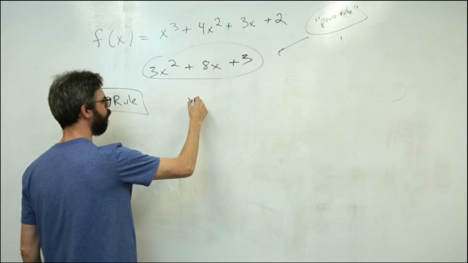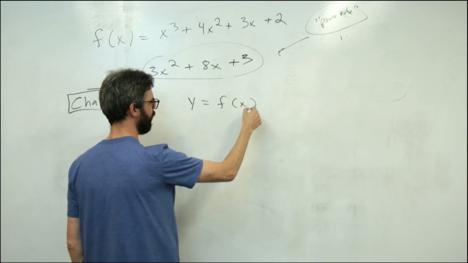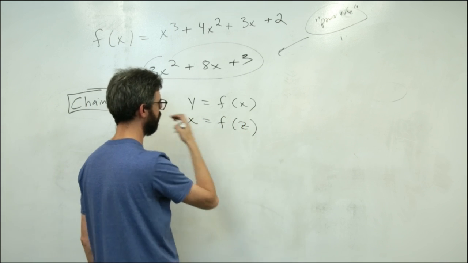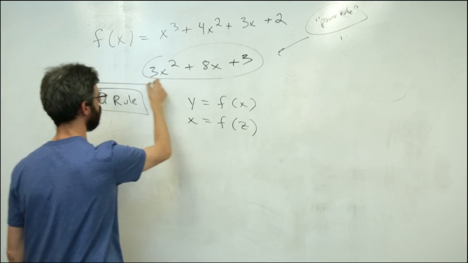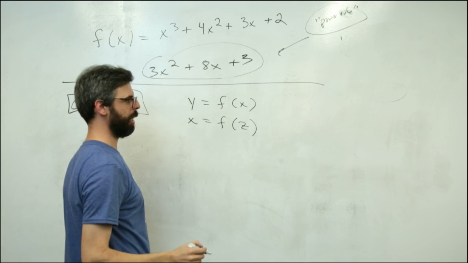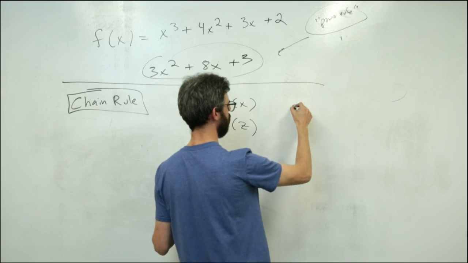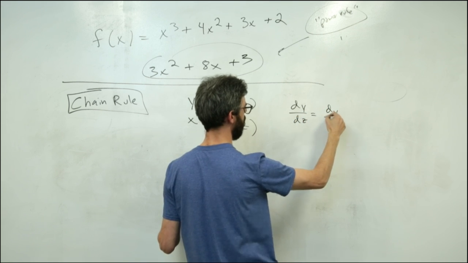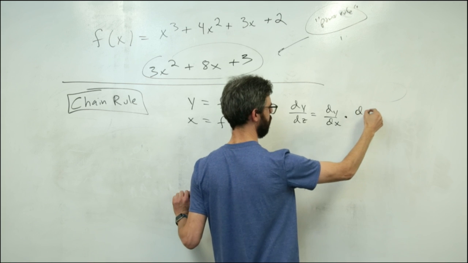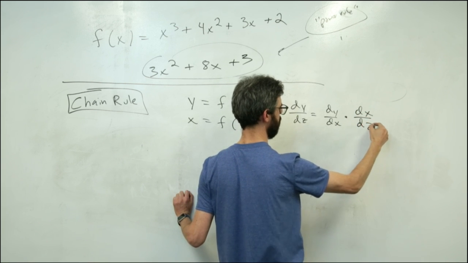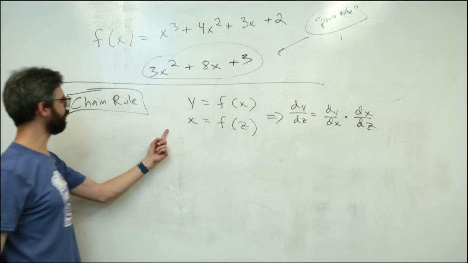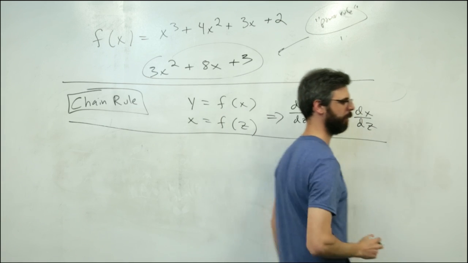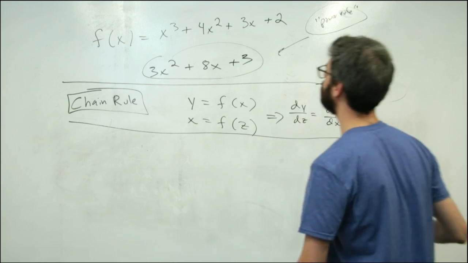So if y is a function of x, and x is a function of z, I just want to state the chain rule, then dy dz equals dy dx times dx dz. Is this the correct way to state the chain rule?